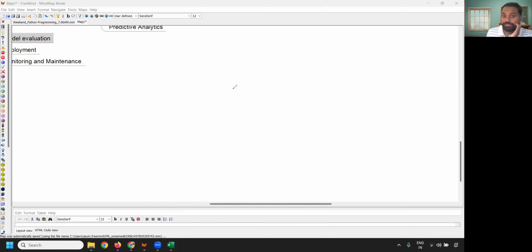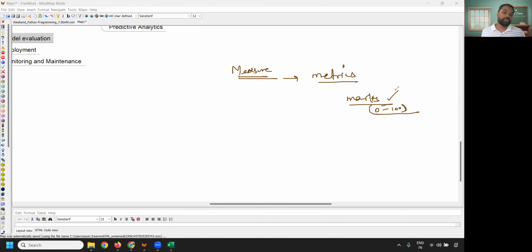I'm erasing here. The measure that we are talking about, the performance that we are talking about, is measured using something called metrics. In the student's exam scenario, the metric to measure the student's performance is their marks, which basically lies from 0 to 100, right? So we have a way to measure the performance. Those measures are called metrics.